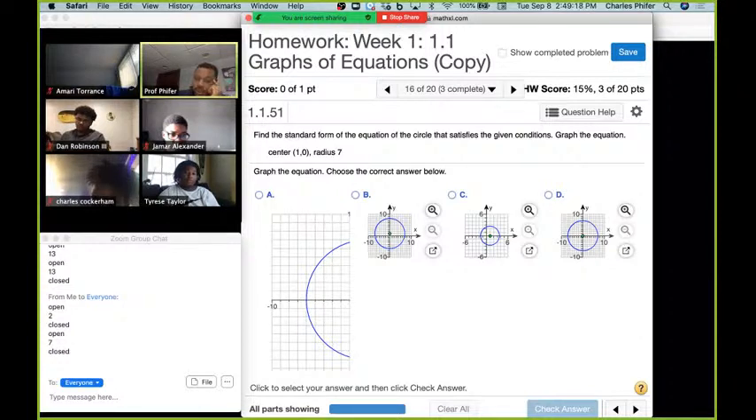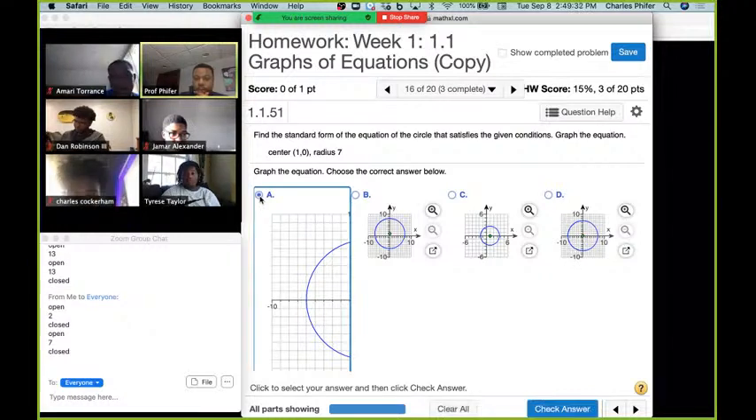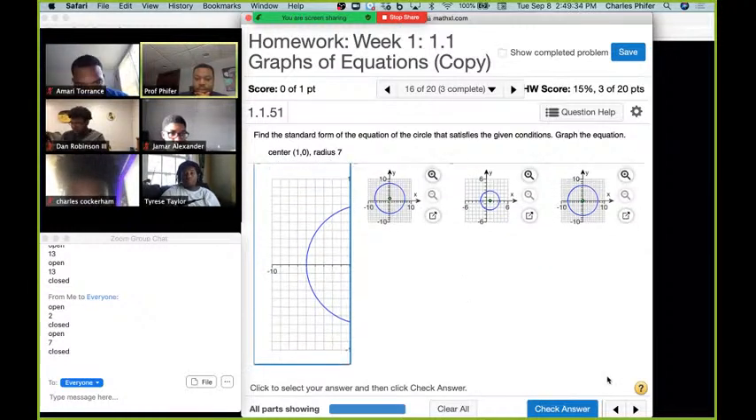The center is at, why does that look like that? That's probably the answer. X, so over 1 and up 0, and the radius is 7. It can't be that. That's off. I think this is it. I don't know why it does that. I'm going to check this answer.